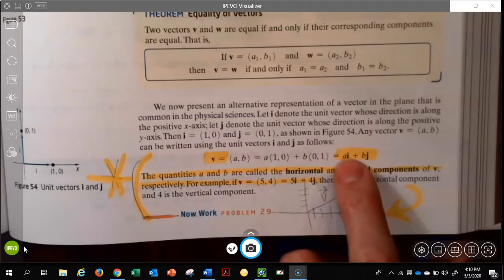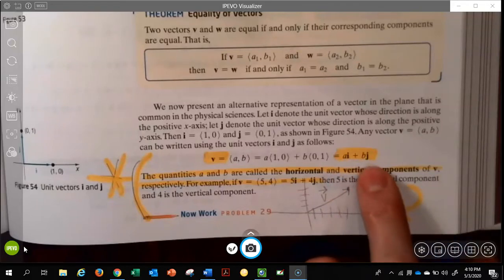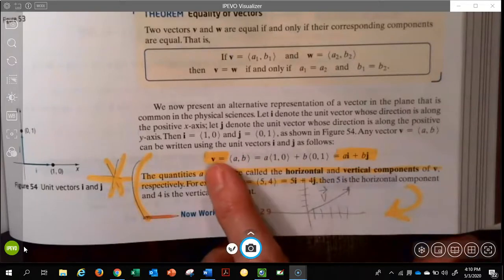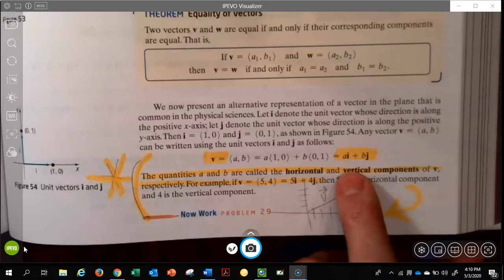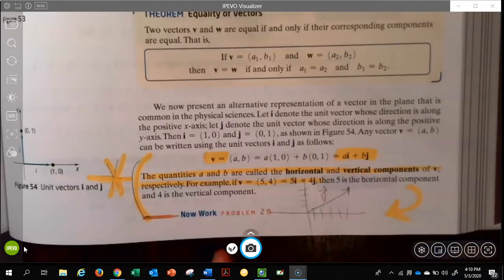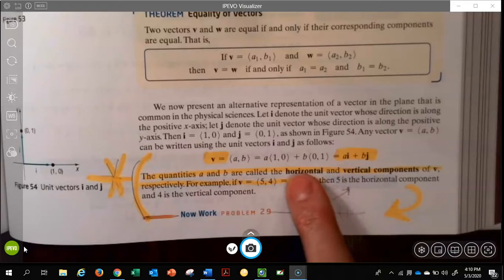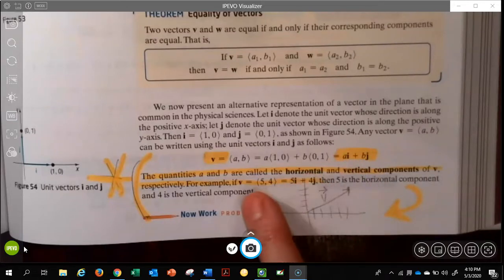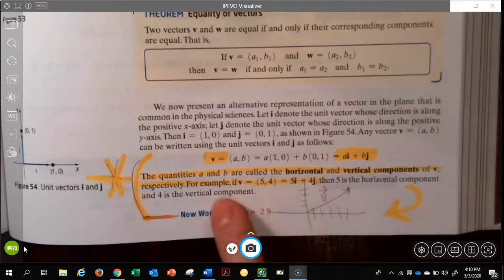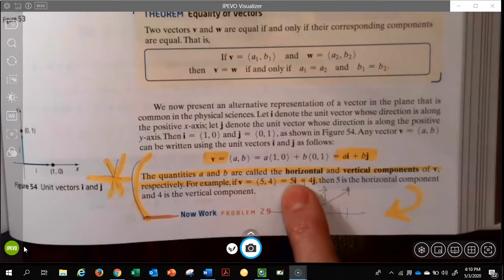where it has a scalar times the vector i part plus a scalar times the vector j part. This is a way that we are going to write vectors, but I need you to note there is a horizontal component and a vertical component. This a is going to be the horizontal component. The b is going to be the vertical component, not the i, not the j, the scalar in front of it. So if we had a vector v, 5 times vector i plus 4 times vector j, a positive 5 is the horizontal component, a positive 4 is the vertical component.